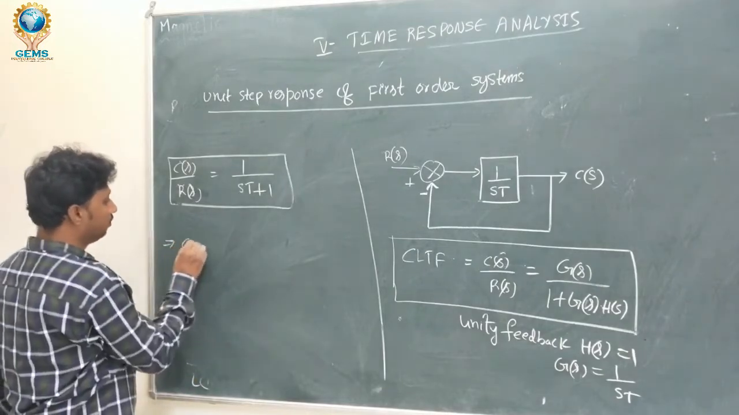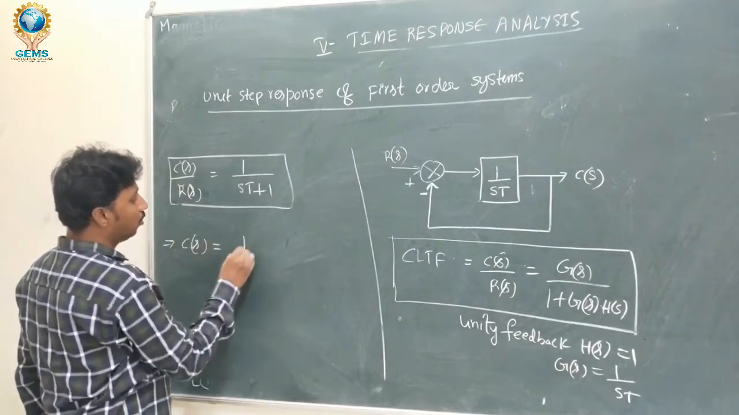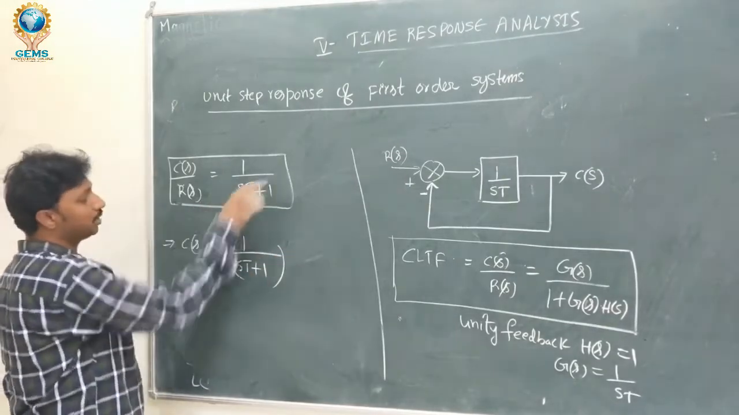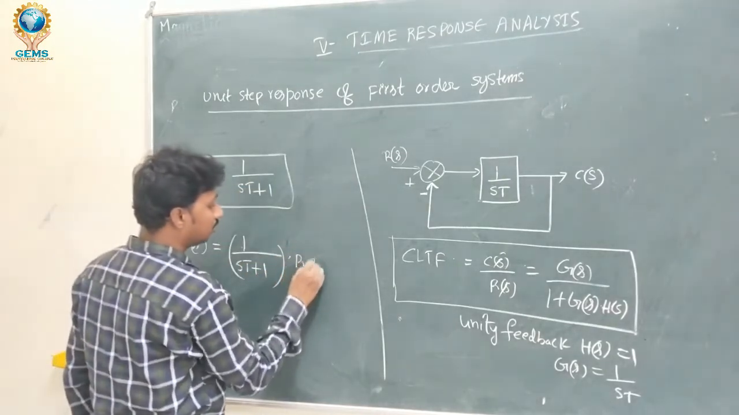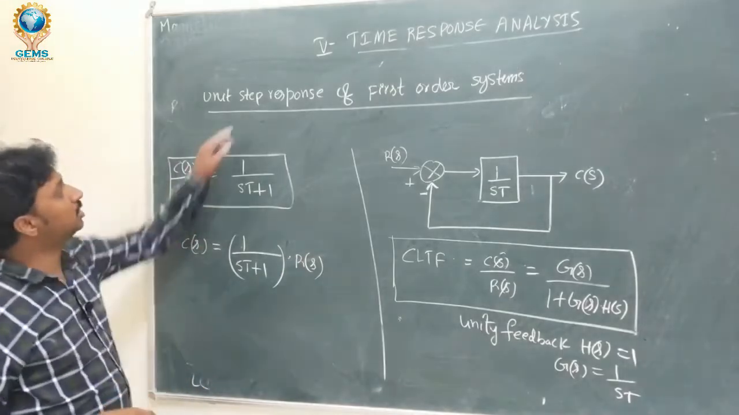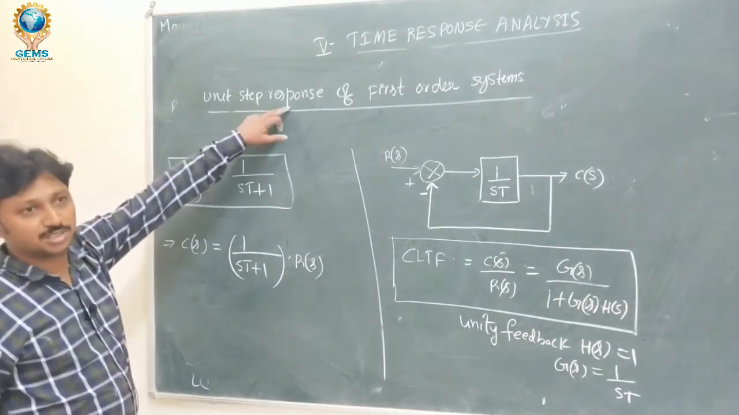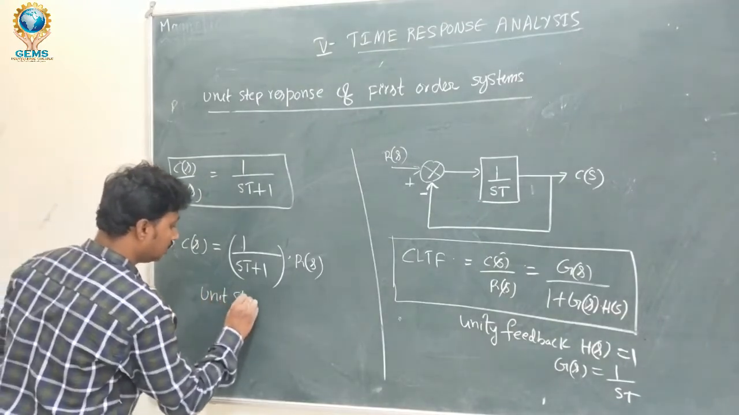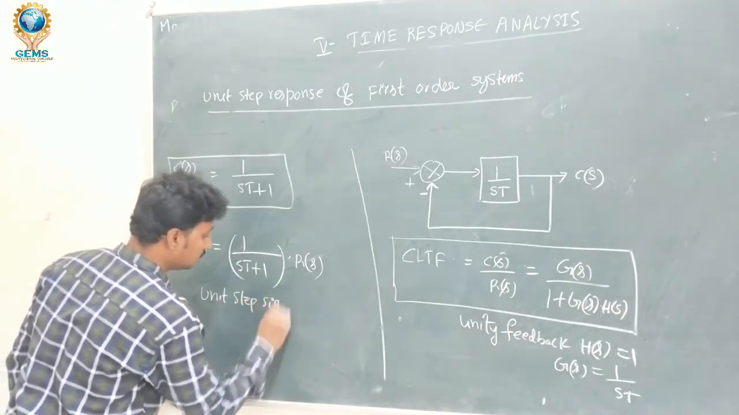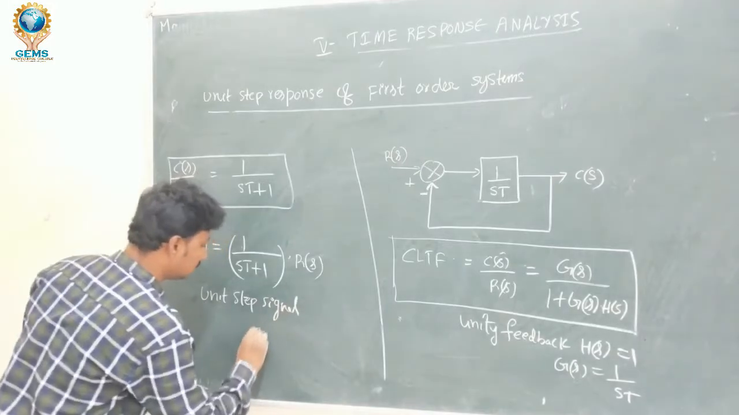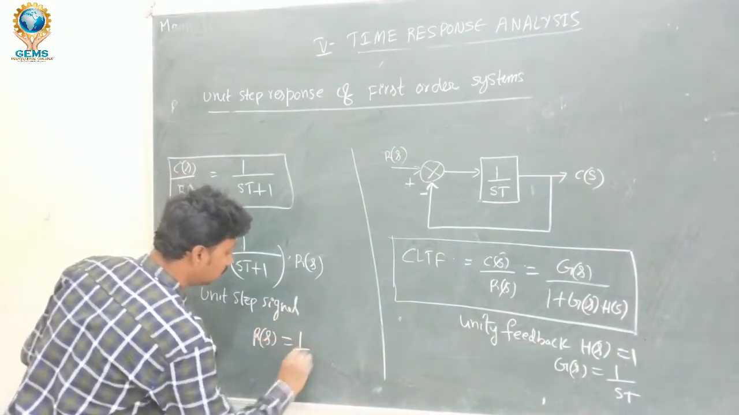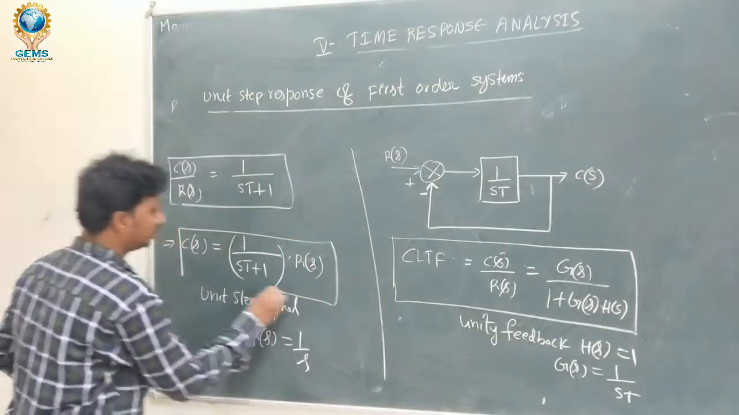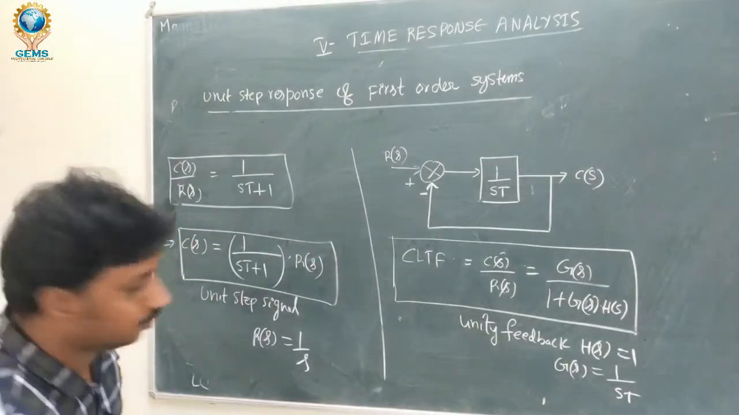So C of s is equal to 1 by ST plus 1, cross multiplied with R of s. So what is the input of the system? Unit step signal. Since it is a unit step signal, R of s is equal to 1 by s. In this equation, substitute R of s is equal to 1 by s.